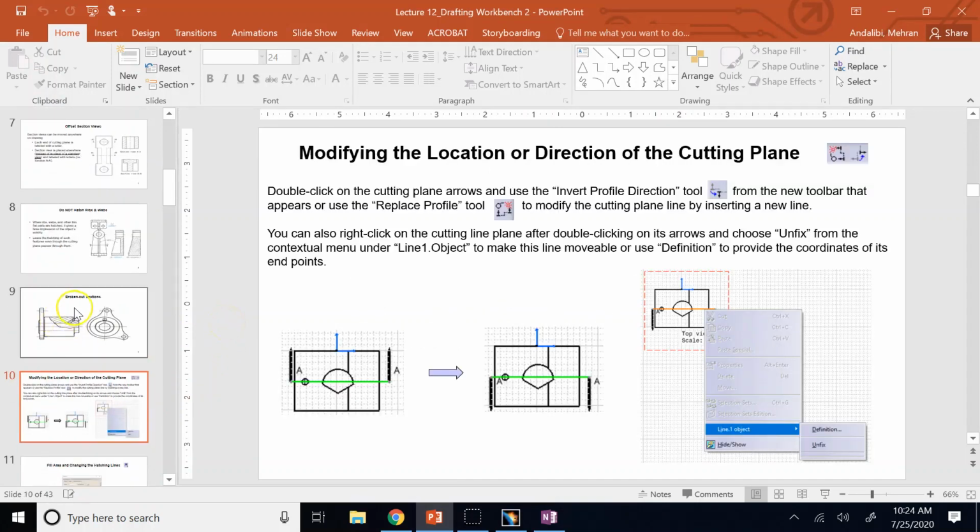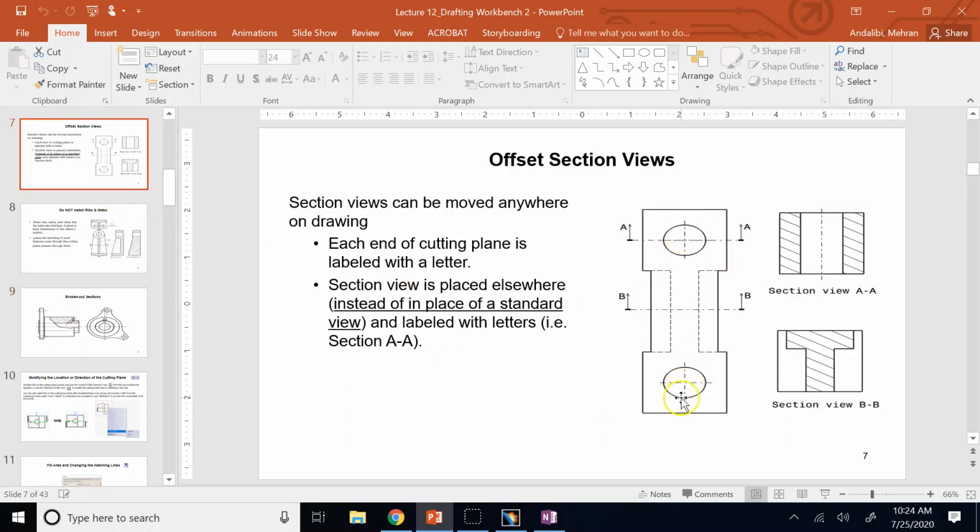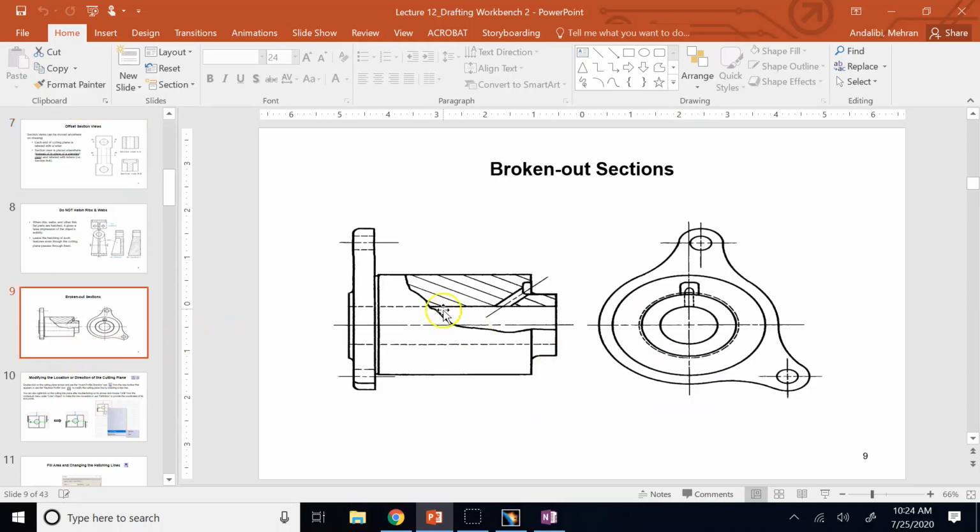And there is one more thing. Let's talk about that as well, and then we go to CATIA and I'll show you how to do that. That is called broken out sections. Sometimes you do not need to cut the entire part into two roughly equal sizes. All you need is to do a local section. Why? Because you are interested in a local feature. That's where you carry out this broken out section. So a broken out section is a local cut just to show a local feature.